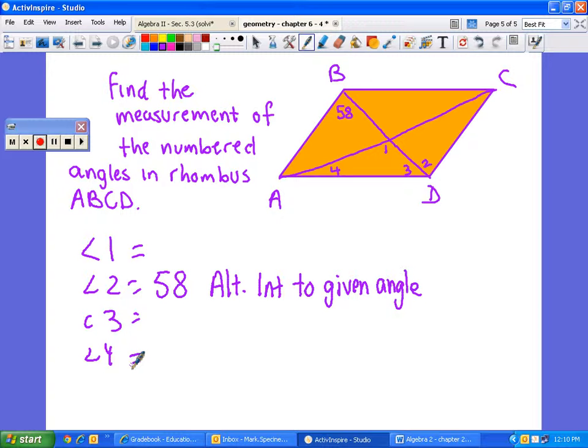Naya, you're up. 1, 3, or 4, please. Three. How much is 3? Three is 58. Why do you say 3 is 58? Corresponding to what? I don't know.